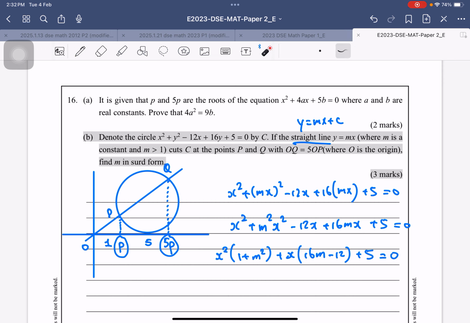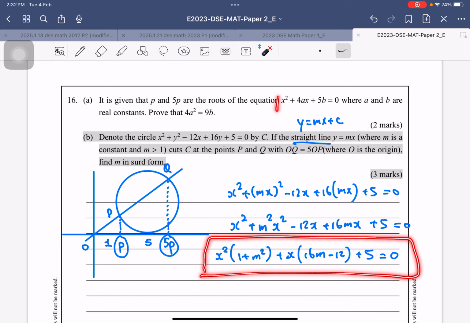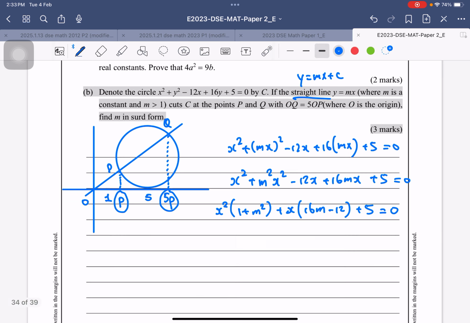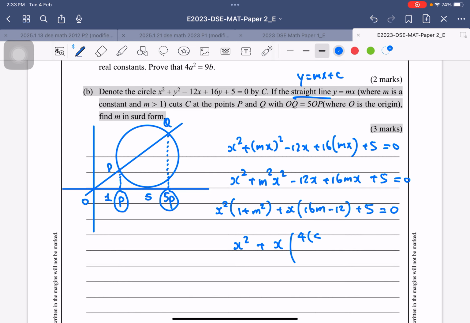So now you compare this equation and this equation. What's the difference? This is x squared times something. How do I make them the same? Divide the whole thing. So I have x squared plus x times any common factor here. I can take out a 4, so I have 4m minus 3 divided by 1 plus m squared, and plus 5 divided by 1 plus m squared equal to 0.